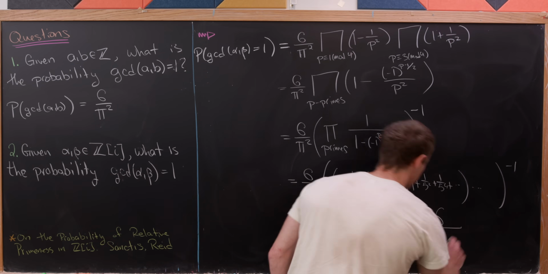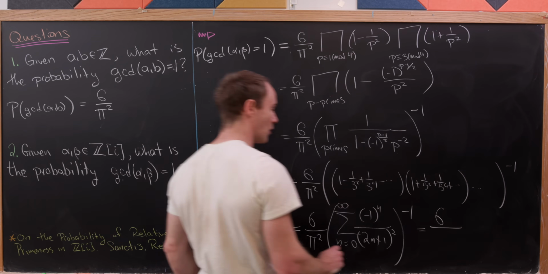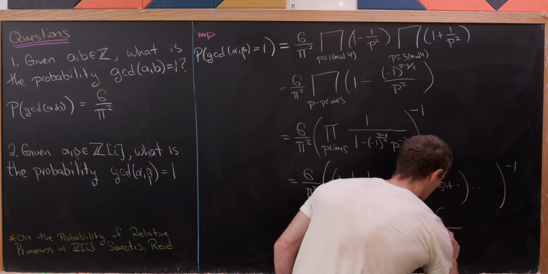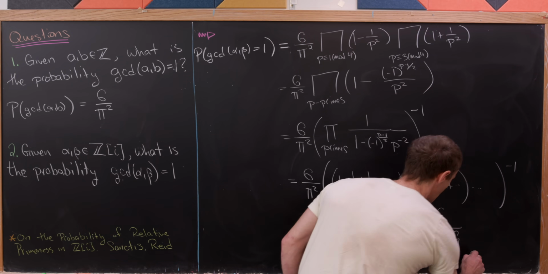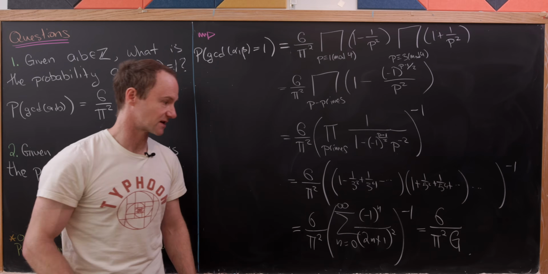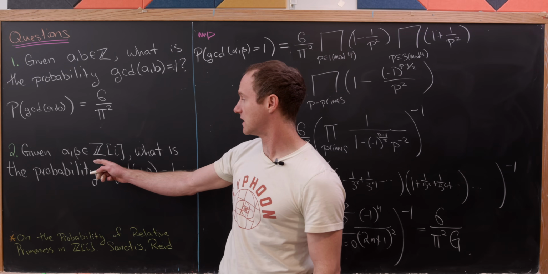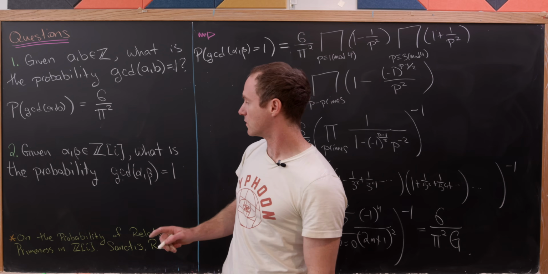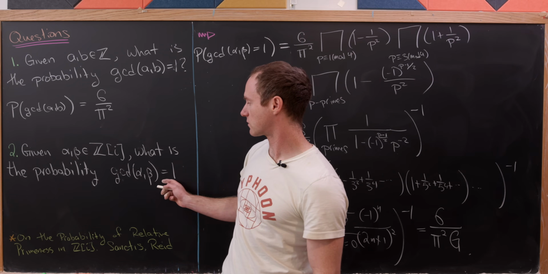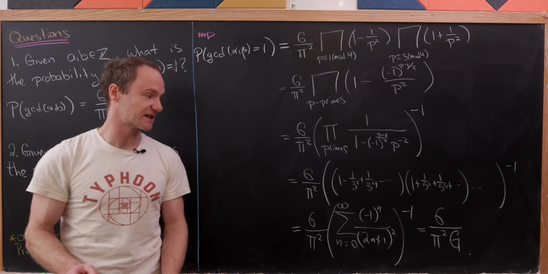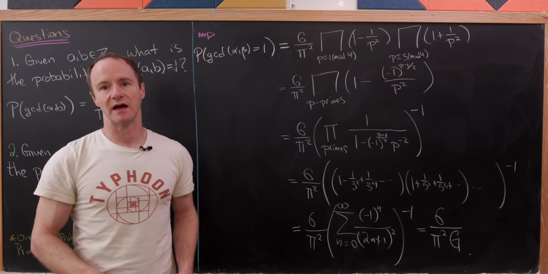So in the end, putting this all together, we have 6 over pi squared times G, where G is that Catalan's constant. So that would be our final probability: the probability that alpha and beta, which are Gaussian integers, are relatively prime, is this 6 over pi squared times G. And that's a good place to stop.